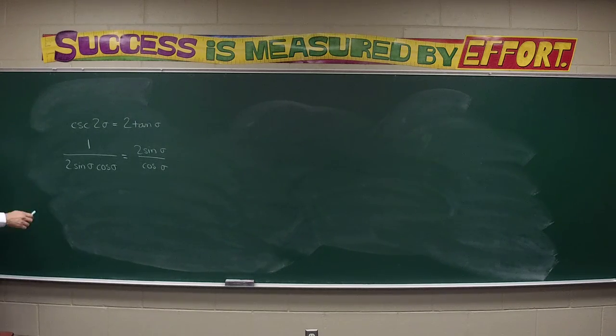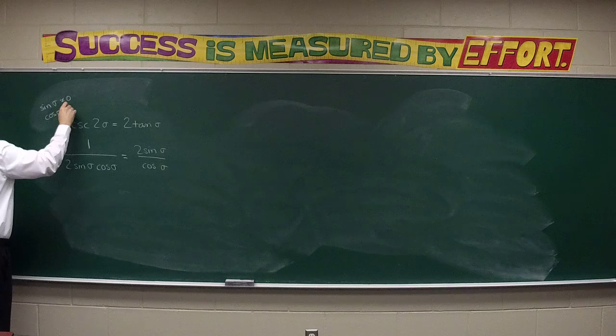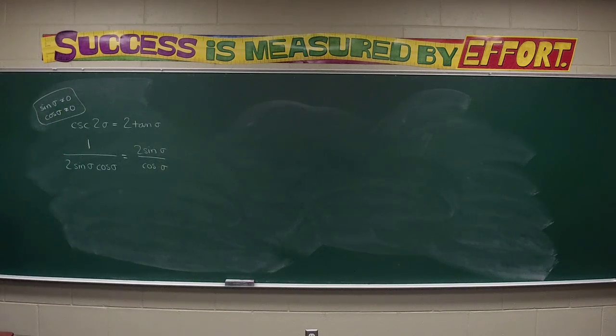Let's go and specify some things, class. Sine cannot be 0, cosine cannot be 0. So, all right, neither one is allowed to be a 0. All right, now what, Quentin? Cross multiply. Excellent. When you see a proportion, just go straight to the cross multiplication.